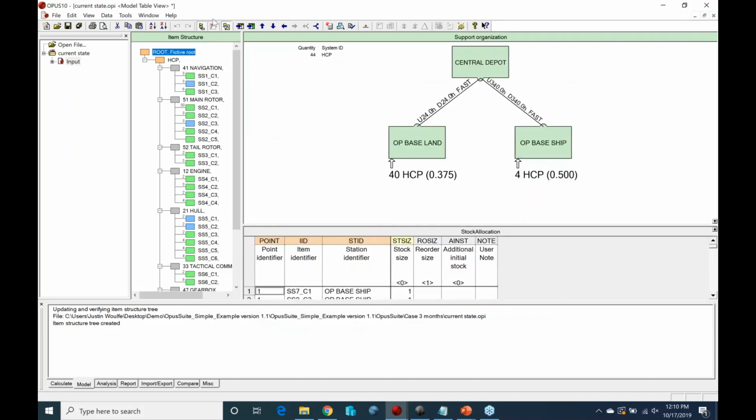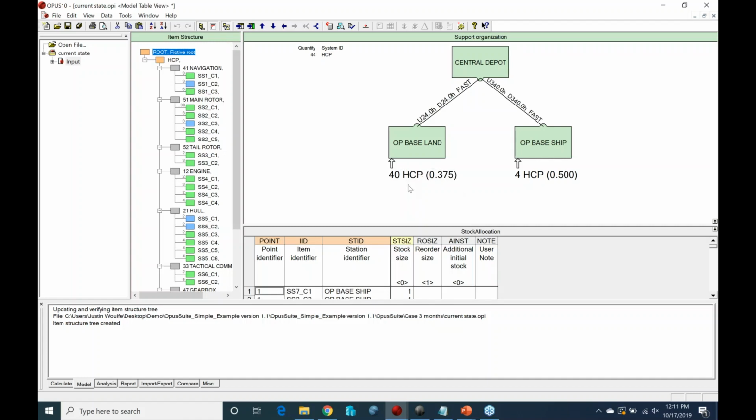Over here on the left-hand side, under the tab labeled item structure, I have my system. In this case, my program is supporting this helicopter, and we're going to have 44 of these helicopters deployed over the course of the next year. The helicopter is made up of various assemblies and parts, and some of those are repairable. They'll be the color green there, and some are consumable. Those will be that color blue.